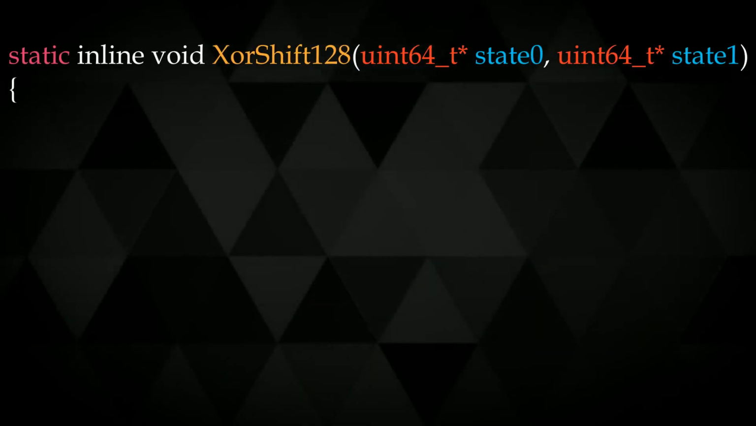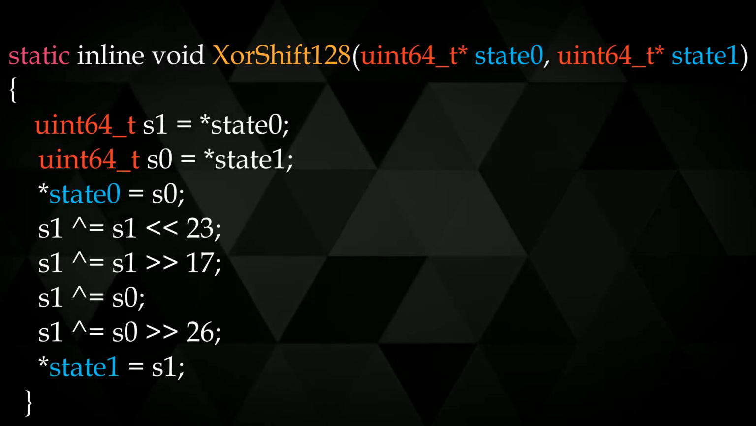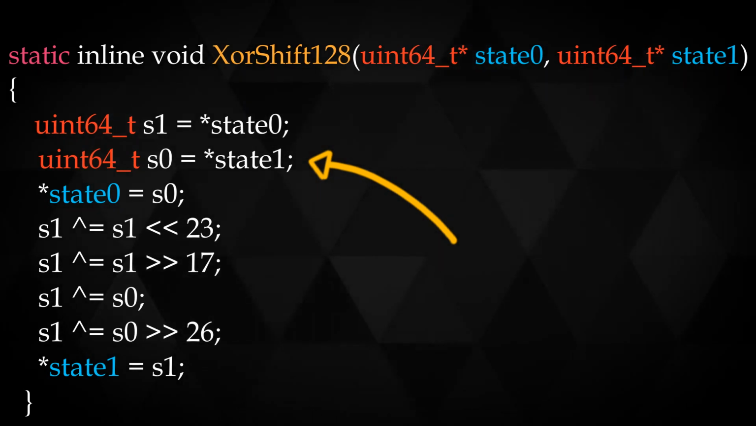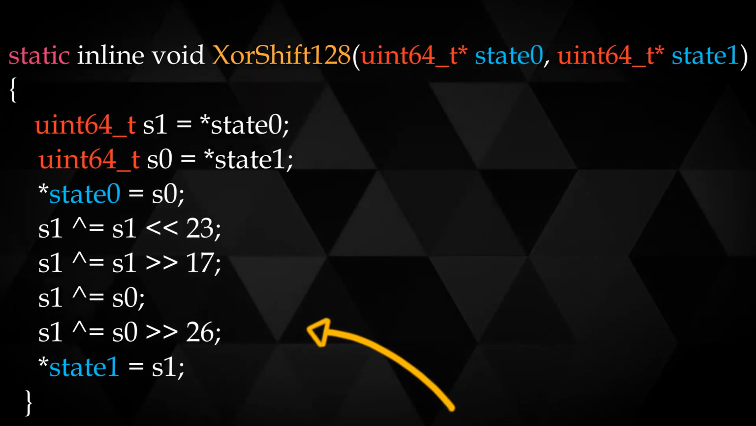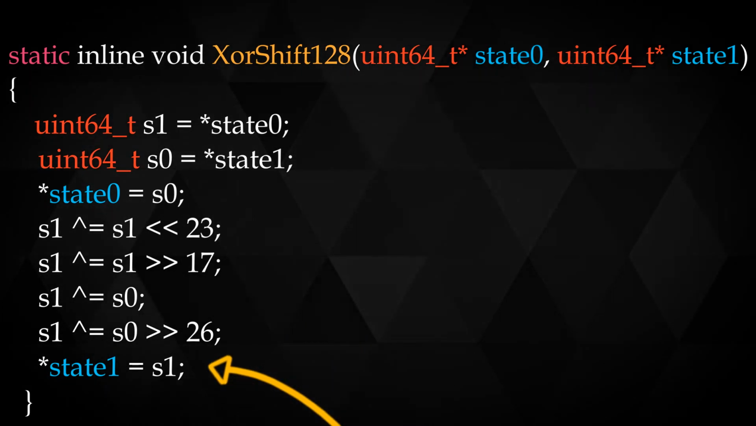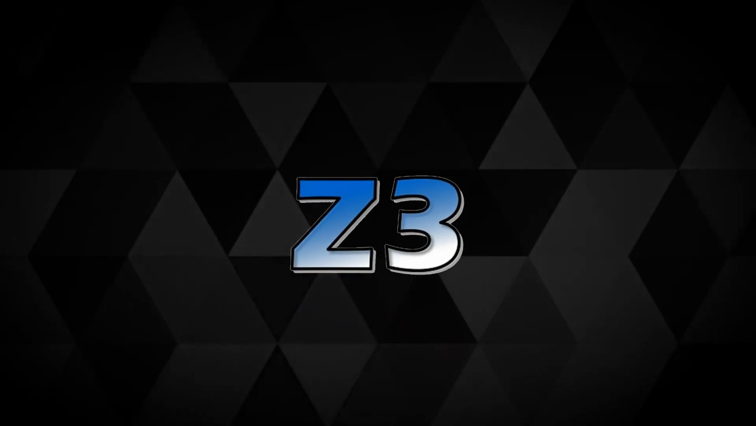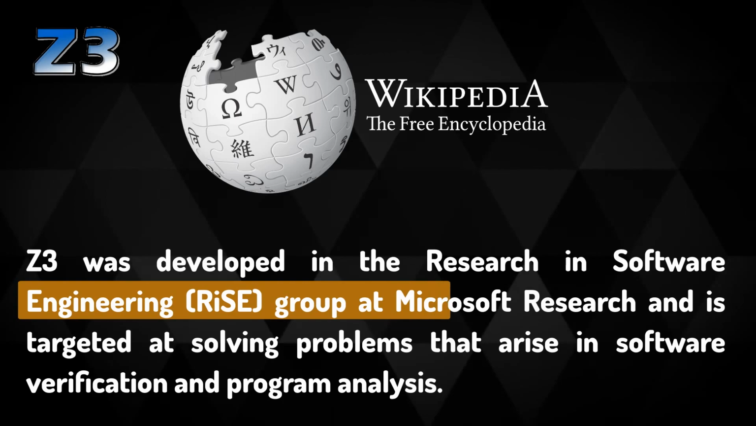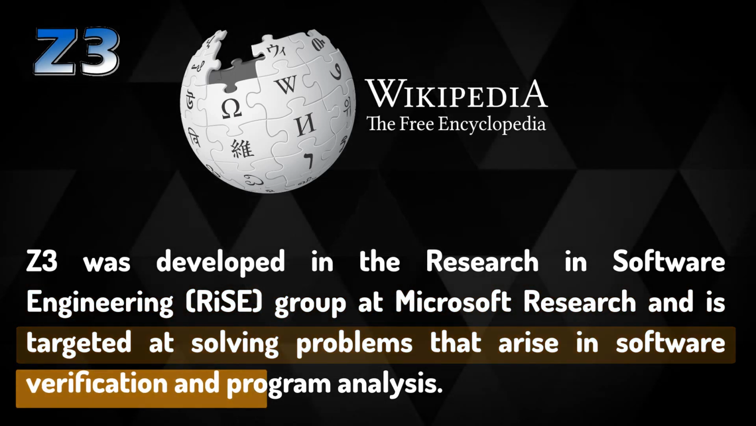The initial parameters in the function definition are some system values. Inside the function, there are two states, state 0 and state 1. State 1 becomes state 0 in the next step, and after all the mathematical calculations with the predetermined constants, state 1 becomes what you get as an output, the random number. Now, there is not much of a need to actually dig into the algorithms mentioned in V8, since we can refer to Z3. Z3 was developed in the Research in Software Engineering group at Microsoft Research and is targeted at solving problems that arise in software verification and program analysis.